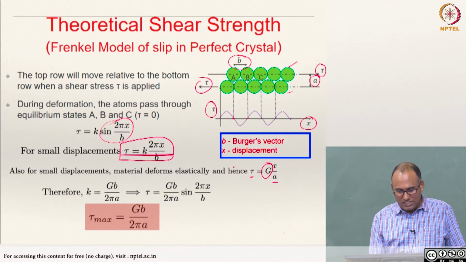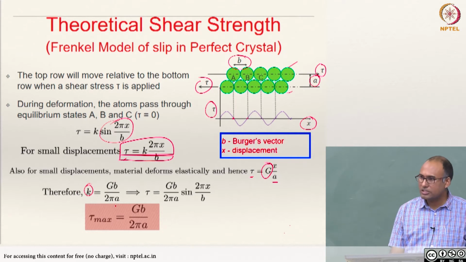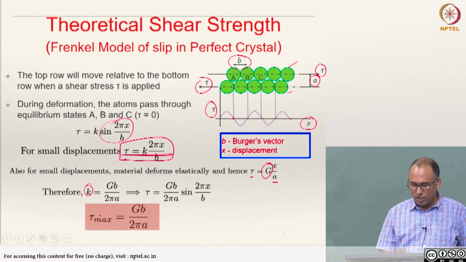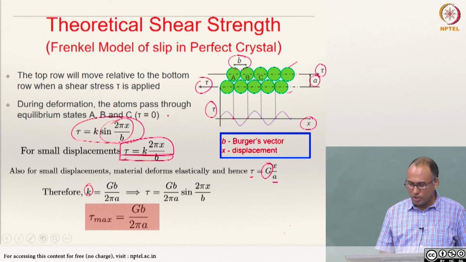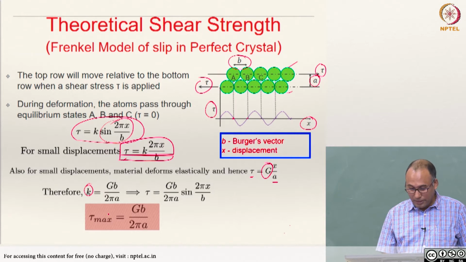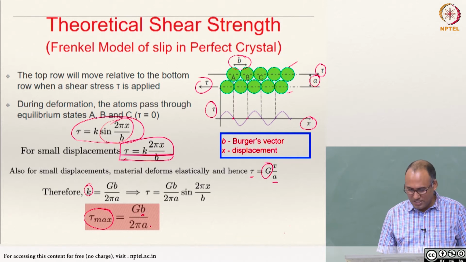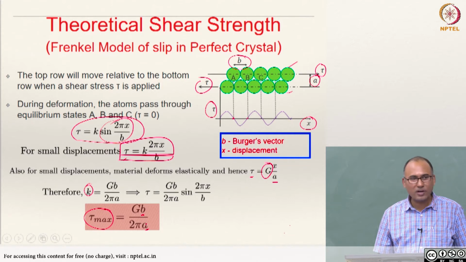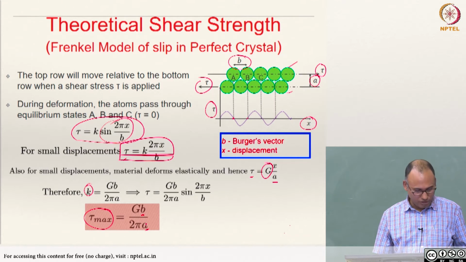So now you replace this tau with G times x by A, then you will be able to find out that k equals Gb by 2 pi A, and hence you can generalize your expression for tau as Gb by 2 pi A sine 2 pi x by b, where the maximum shear stress is going to be G times b by 2 pi A, where b is your interatomic spacing, A is your, what is A? Interplanar spacing, okay, that is important.